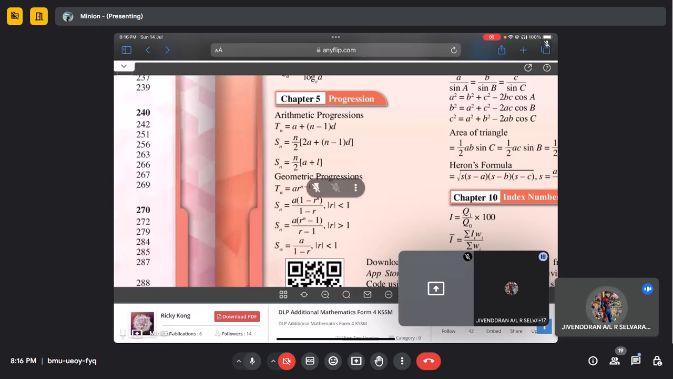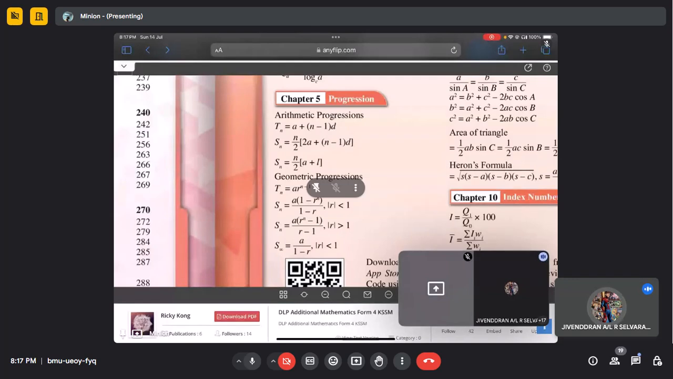And the second formula is the sum of terms, which is Sn equals n over 2 (2a plus (n minus 1) d). And then the third formula is Sn equals n over 2 (a plus l).